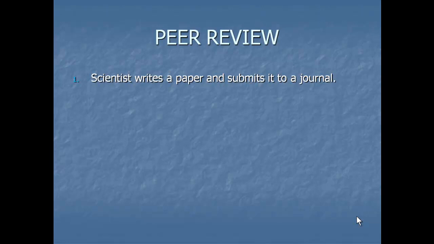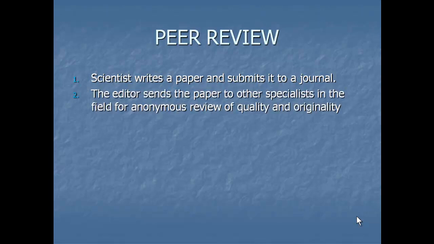Okay, a scientist writes a paper and submits it to a journal. All journals have editors. So the editor takes the manuscript and sends that paper to other specialists in the field for anonymous review of the quality and originality of the research. Now, it's a double-blind process: the person who writes the paper does not know who's reviewing it, and the person who's reviewing it does not know who wrote it. And the reviewer examines, was the work done properly?